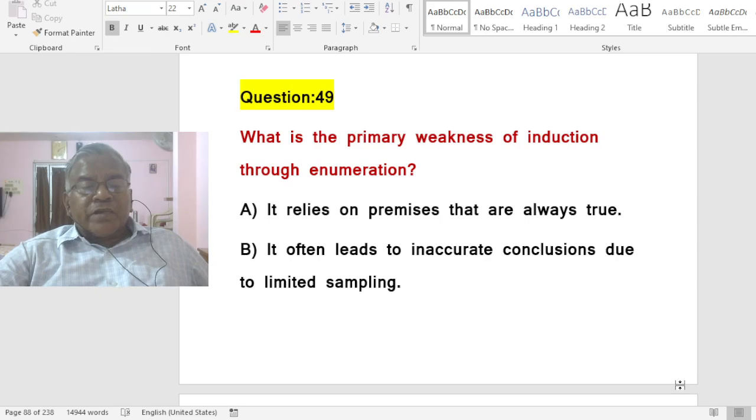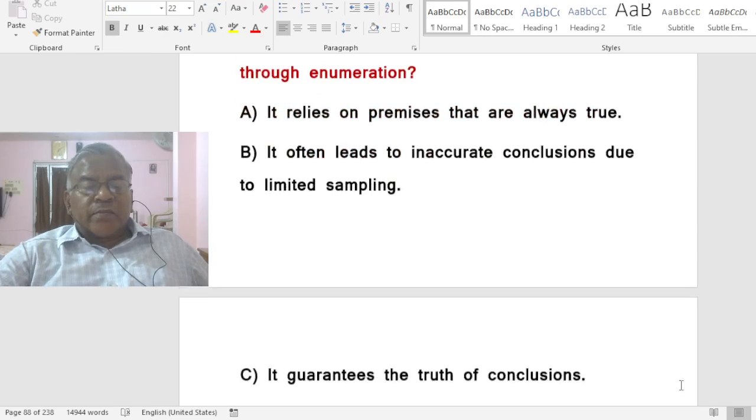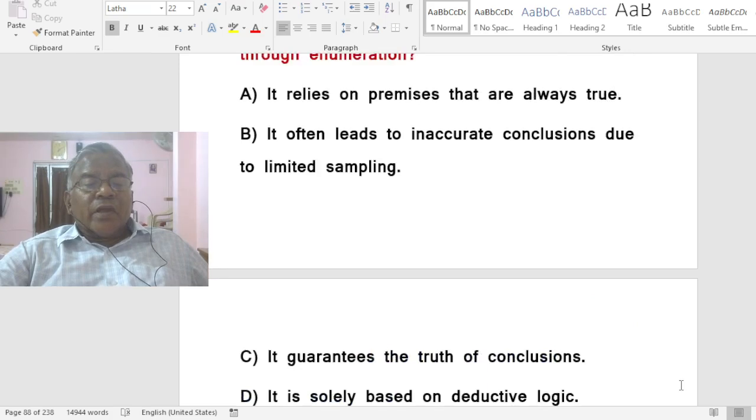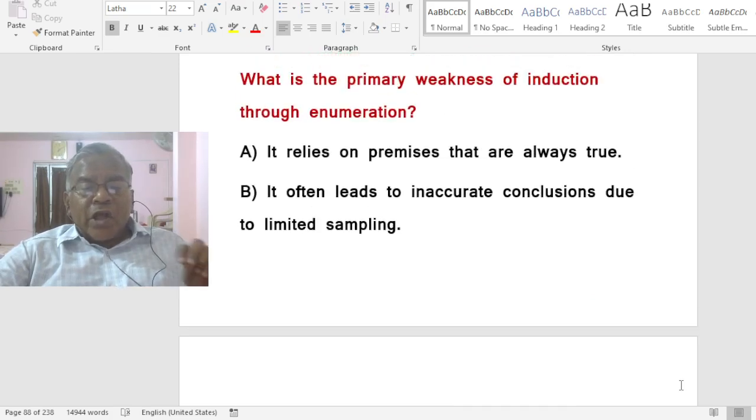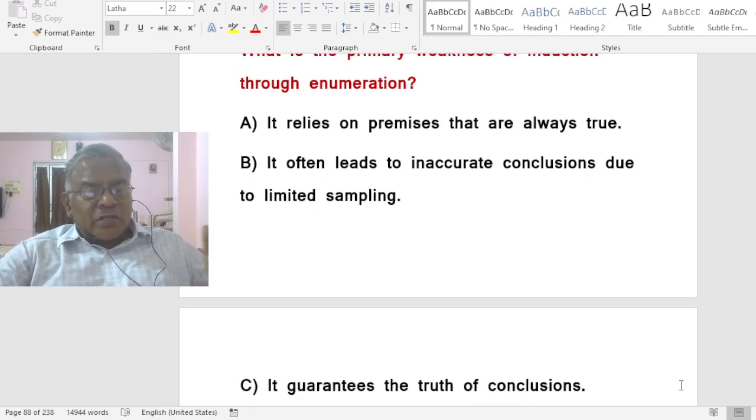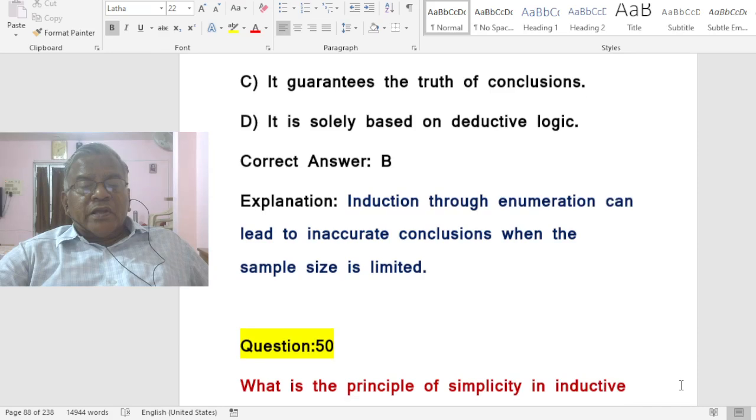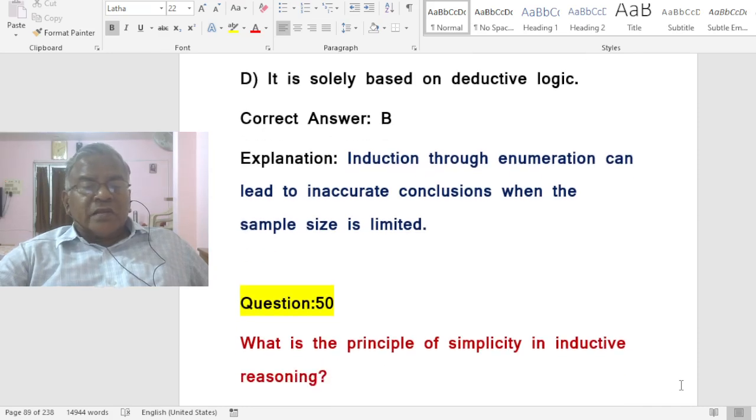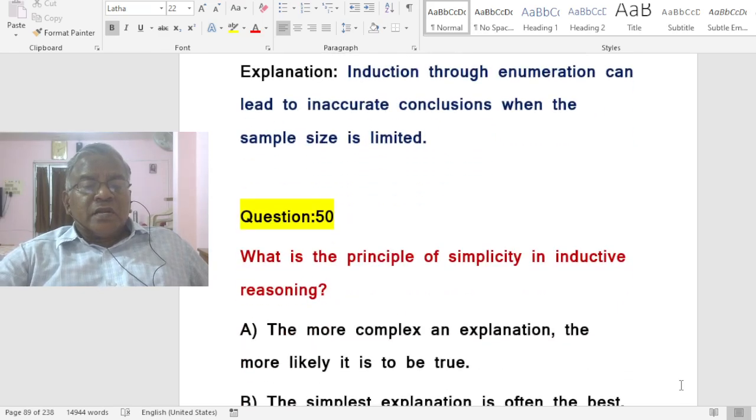What is the primary weakness of induction through enumeration? It often leads to inaccurate conclusions due to limited sampling. As I already told you, 1000 students, whereas there are 10 lakh students in Tamil Nadu. So it often leads to inaccurate conclusions due to limited sampling. Induction through enumeration can lead to inaccurate conclusions when the sample size is limited.